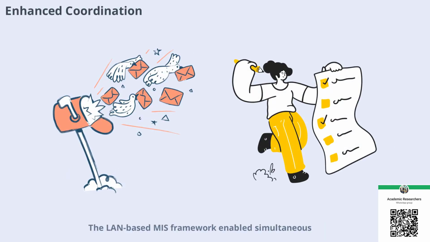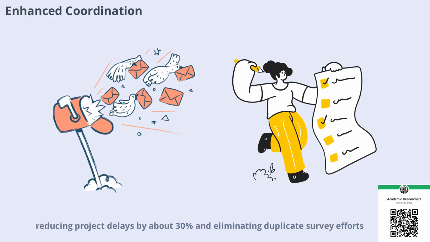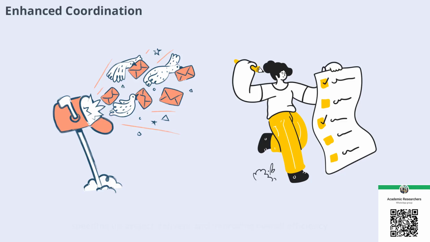Land-based MIS framework enabled simultaneous access to updated project data across departments, reducing project delays by about 30% and eliminating duplicate survey efforts. Real-time collaboration ensures that every team works with the latest information, speeding up project delivery and improving overall efficiency. This level of coordination is a game-changer for municipal infrastructure management.